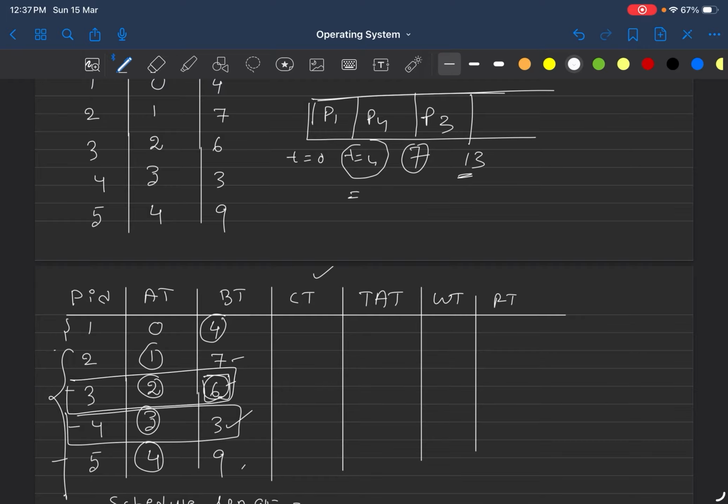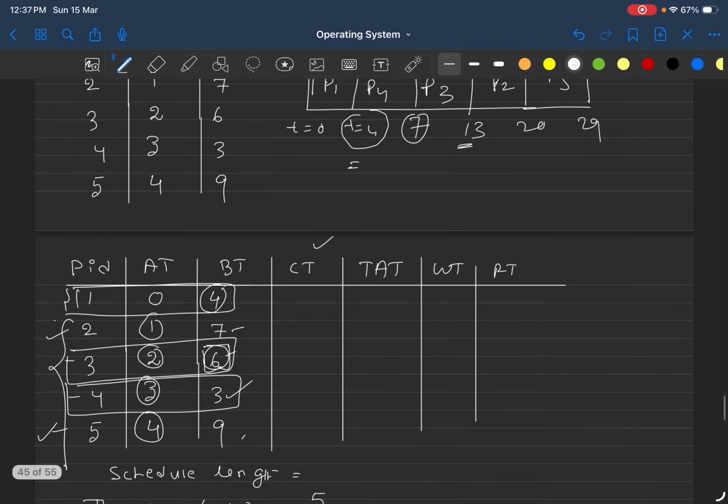Now this P3 is also done, P1 is also done. What remains is P2 and P5. The burst time of P2, how much? That is 7. So 13 plus 7 is 20. Then we come to P5. What is the burst time of P5? That is 9. So 20 plus 9 is 29.